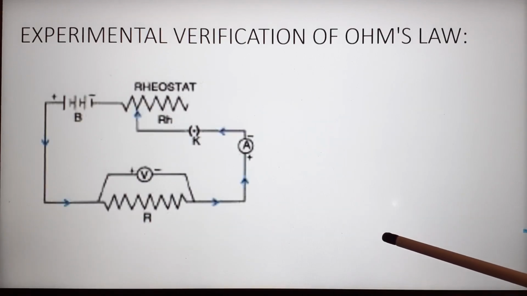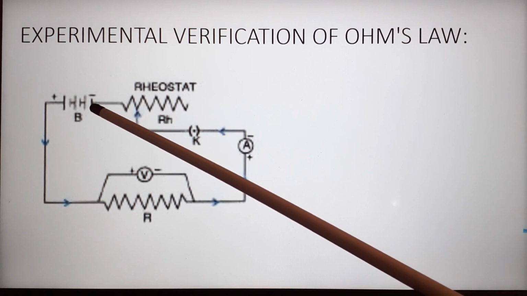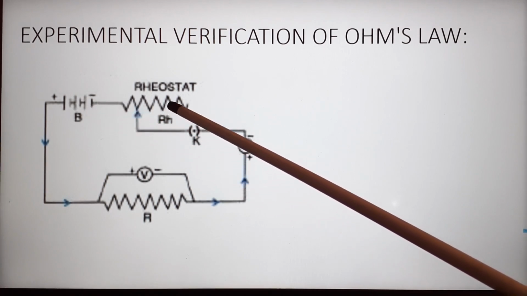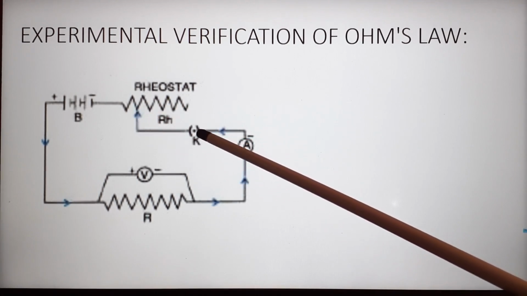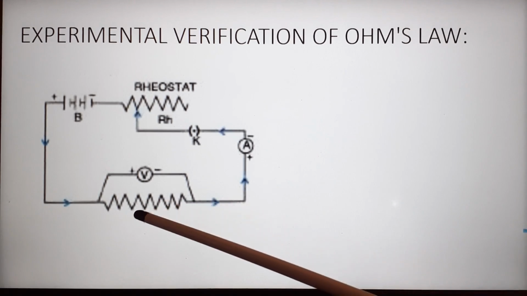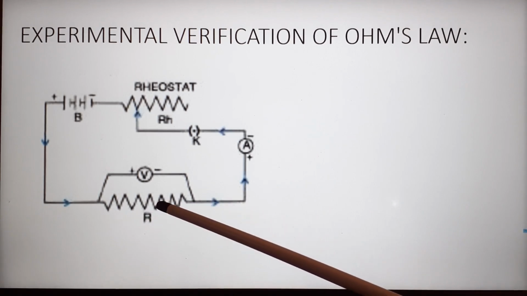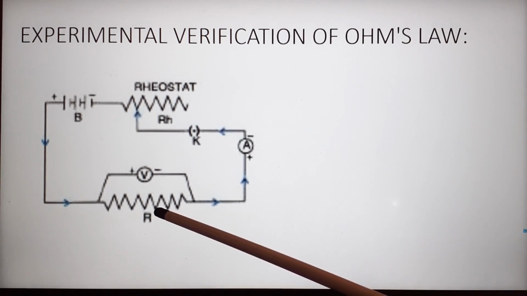The law which we have studied, let us verify it experimentally. For that, we need to connect a circuit. In the circuit, we have a battery. Battery negative terminal is connected to a rheostat. Rheostat movable terminal is connected to a key, and key is connected to ammeter, which is going to measure the amount of current for us. Then this resistance, instead of this resistance, you can connect a small bulb, which is actually going to be the load in this case.